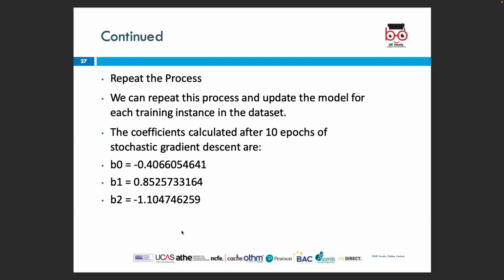So you can repeat this process and update the model for each training instance in the data set. The coefficients calculated after 10 epochs of stochastic gradient descent are B0 is equal to negative 0.4, B1 is 0.8, and B2 is negative 1.1.